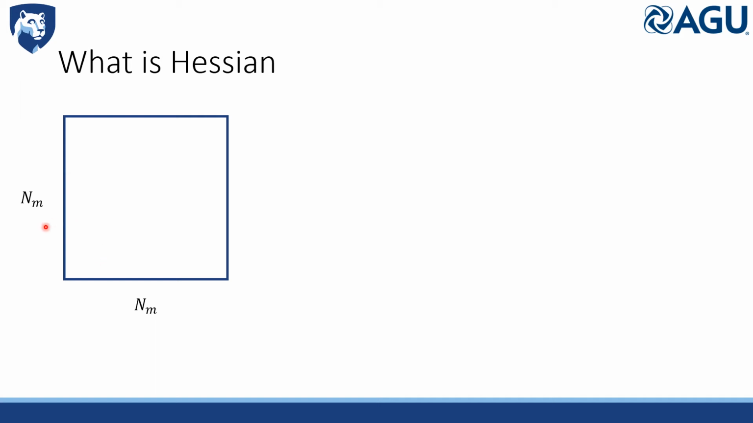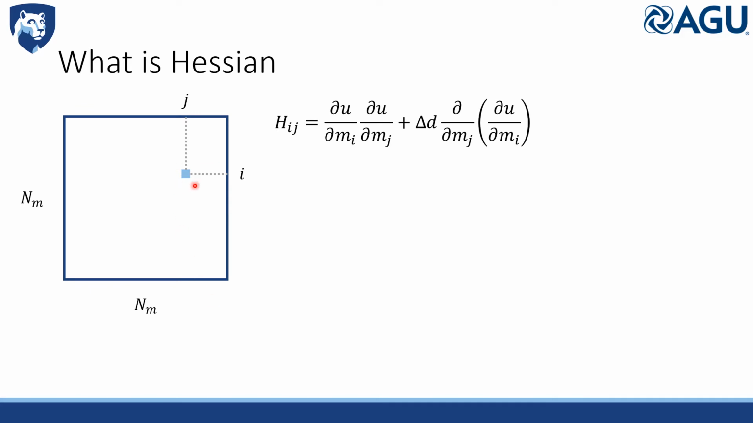To begin with, the Hessian is an nm by nm square matrix, and it is symmetric, where nm is the number of model parameters. Each element of the Hessian, hij at row i and column j, can be written in this form, where mi and mj are two of the model parameters, u is the forward wave field, and delta d is the data residual. Here we ignore the time integral for simplicity. The second term is generally pretty small, and it is usually ignored. So now let's forget about it for the time being.